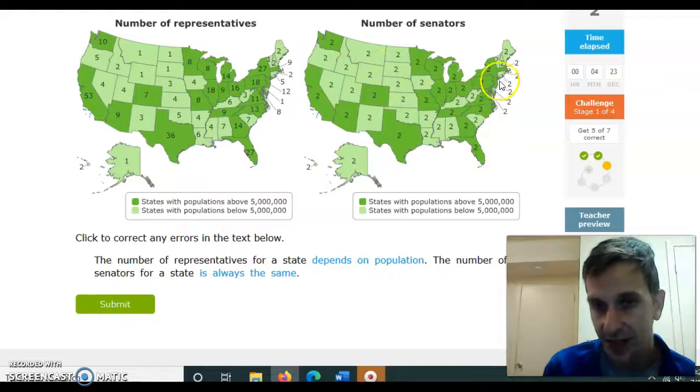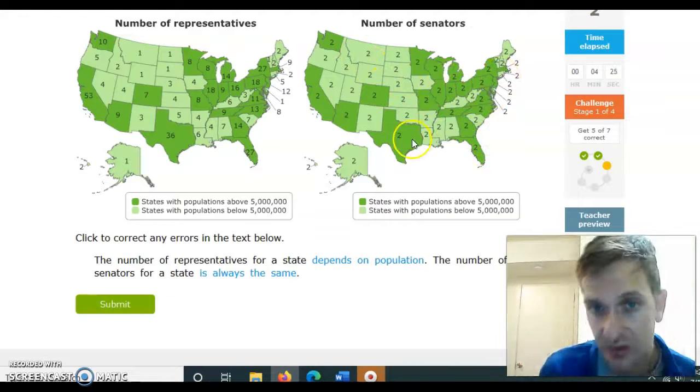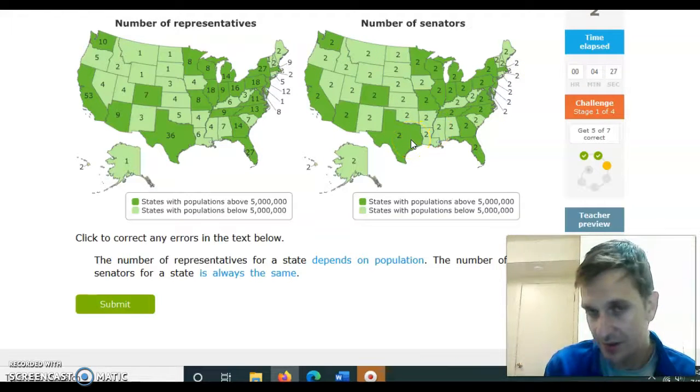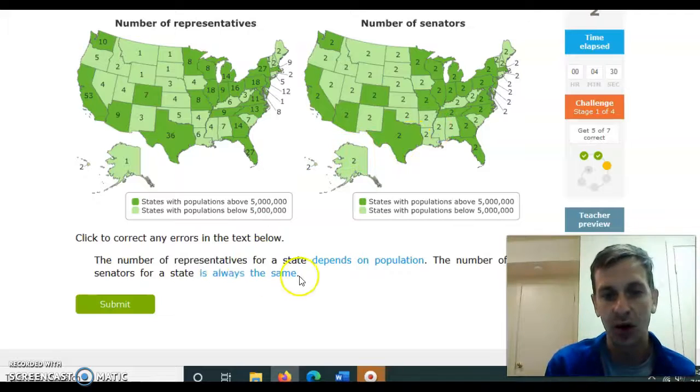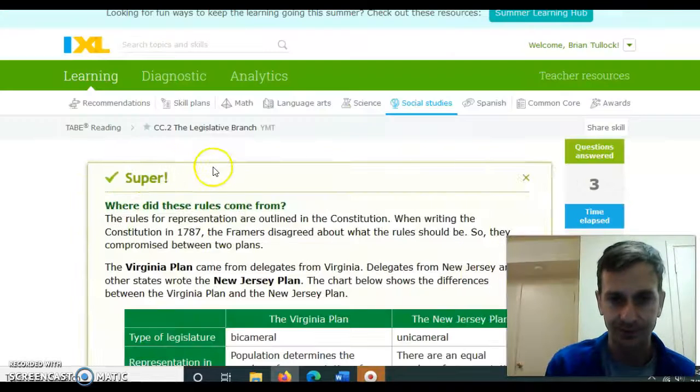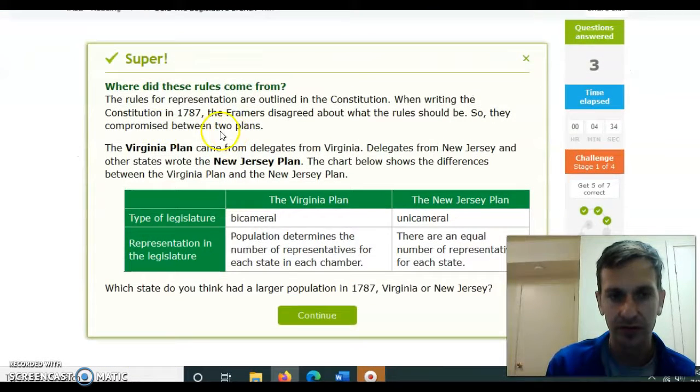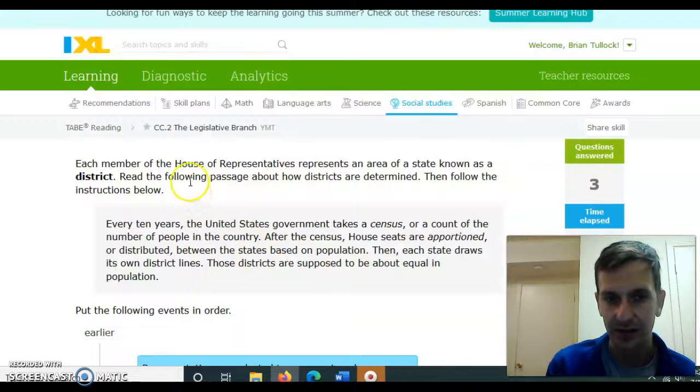So a small state like Connecticut has 2. A big state like Texas has 2. Doesn't matter. It's always going to be the same. Okay, where do these rules come from? A little history lesson for all y'all.